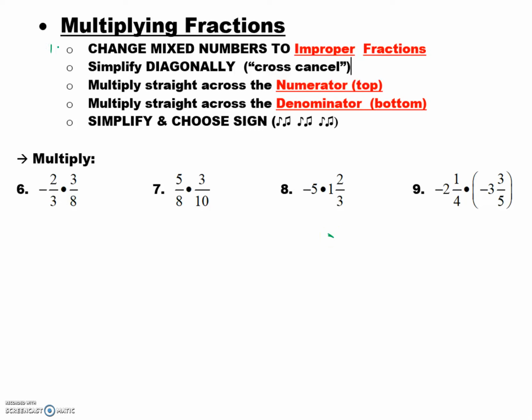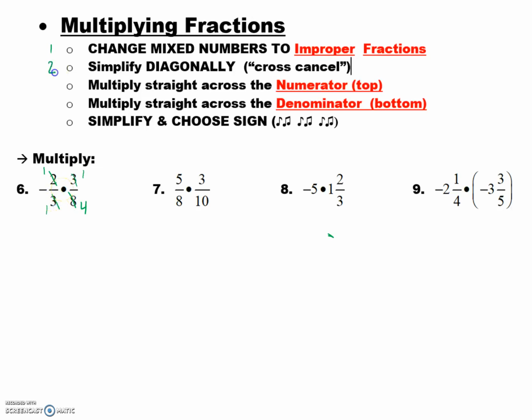We call that cross-canceling. What we want to do is look for any common factors between 2 and 8. So 2 and 8. There's a common factor of 2. So 2 goes into 2 one time. 2 goes into 8 4 times. And we want to do the same thing with 3 and 3. Well, 3 goes into 3 one time, and 3 goes into 3 one time.